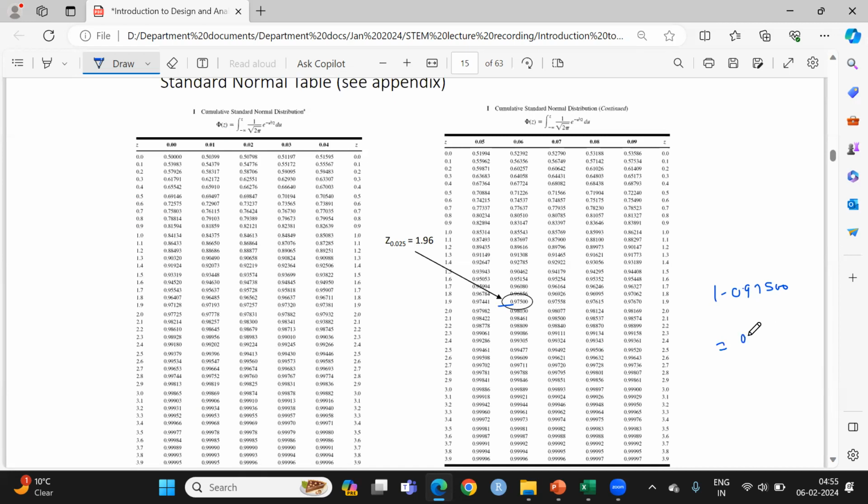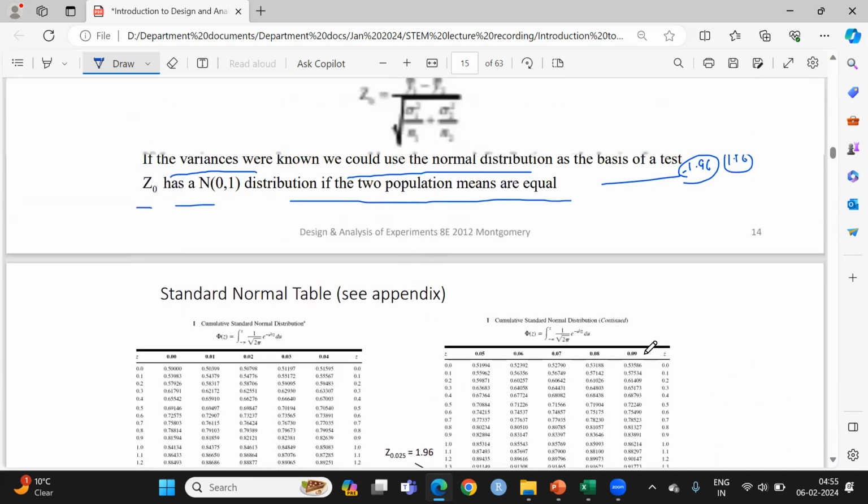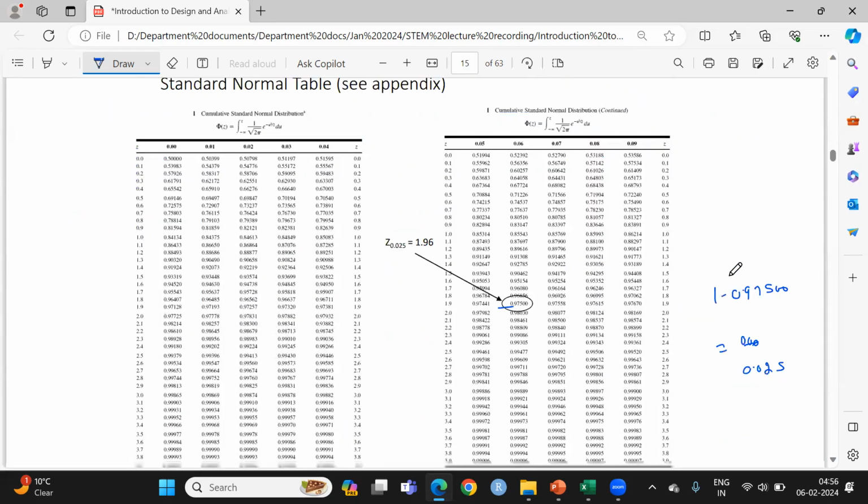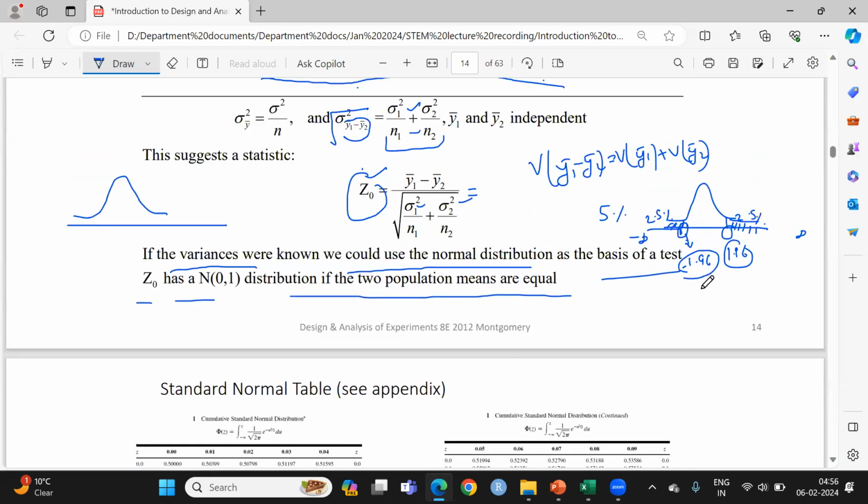So we got an answer of 0.025. So what does it mean? We have a value of this test statistic at 1.96, and before that or after that we have 2.5% area. Okay, so because the normal distribution is symmetric, we can consider that whatever value we have on the right hand side, the negative of that value should lie on the left hand side.